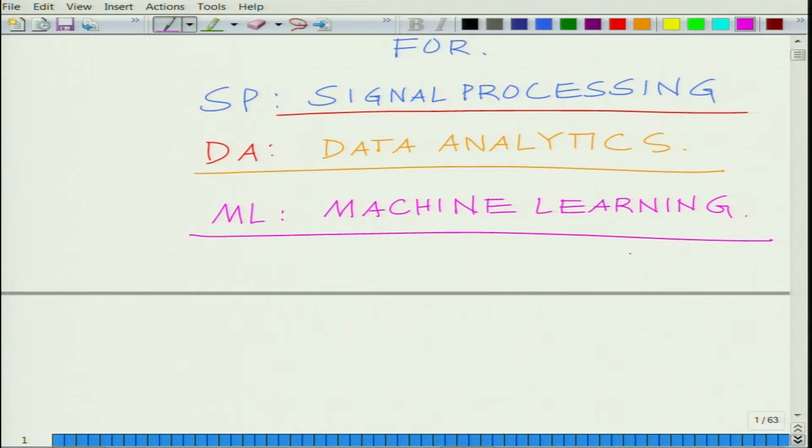essentially linear algebra and its applications, the concepts of linear algebra are so fundamental that they have diverse applications. In fact, they are applied in almost all the fields of science and engineering, and in particular we are going to look at the interesting applications of linear algebra in signal processing, data analysis, data analytics and machine learning.